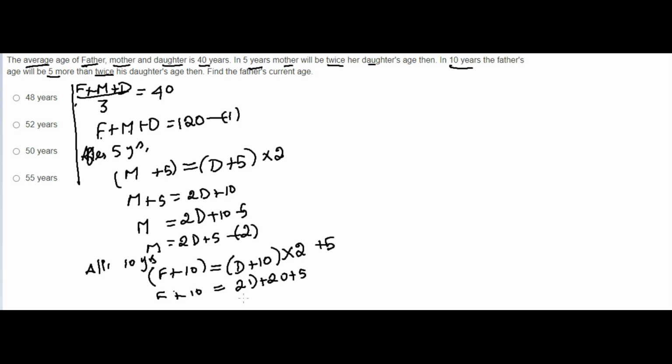So you consider F on one side and take the remaining on the other side. So F is equal to 2D plus 20 plus 25, then minus 10... so 25 minus 10 is 15. So automatically you'll be getting 2D plus 15. That is going to be the actual thing.